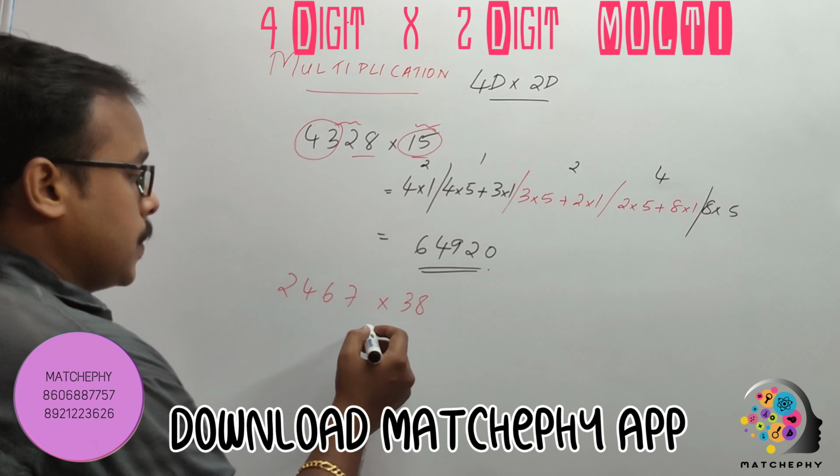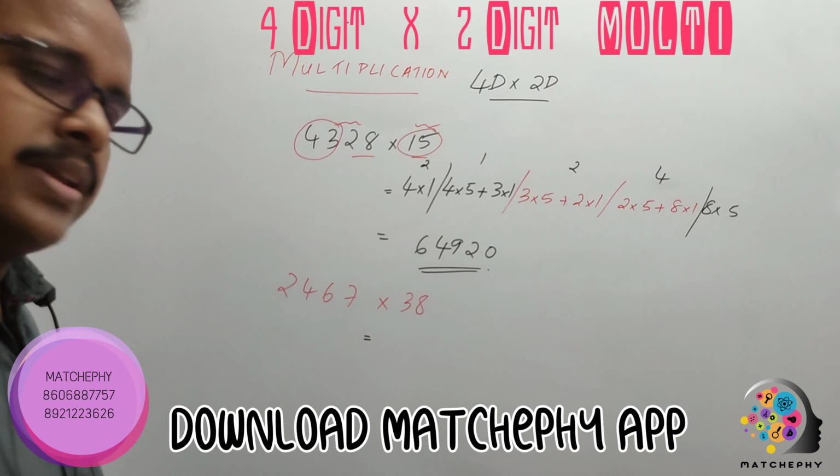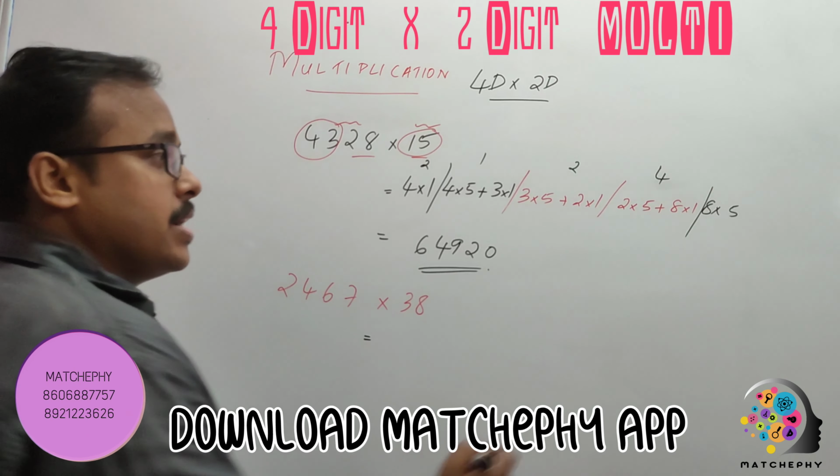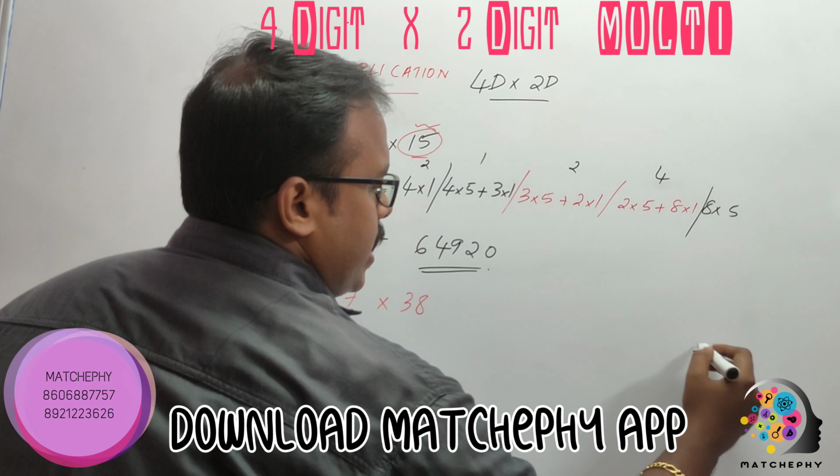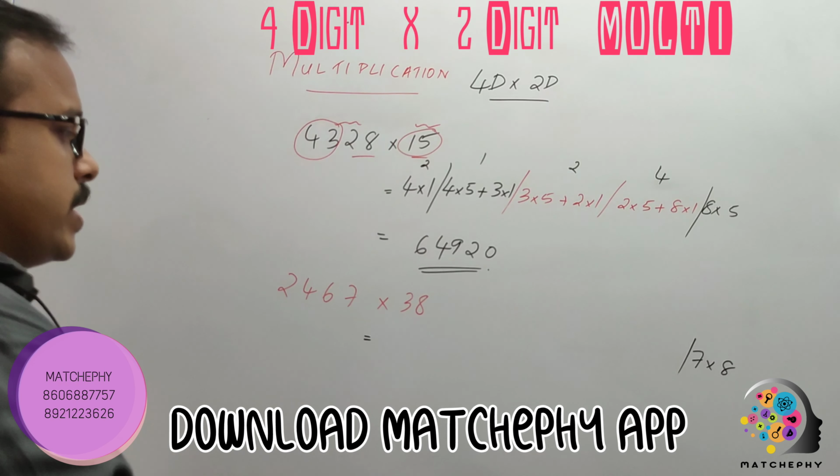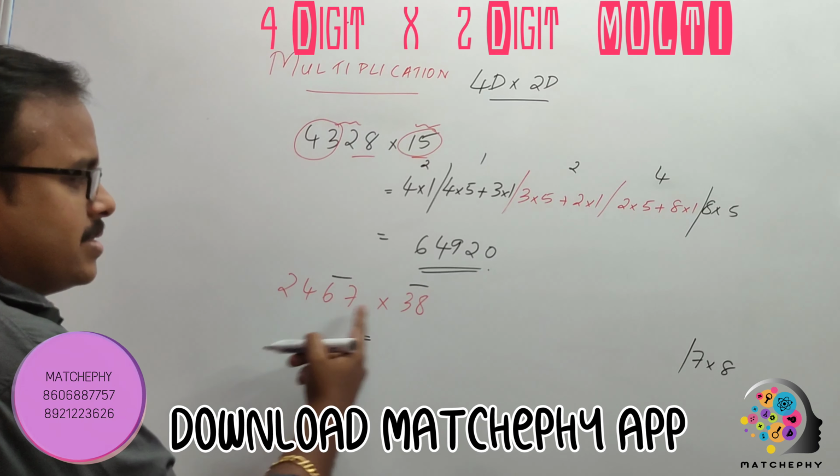Okay, fine. Again, we write the step. No issues. We write the step. What are we starting from? Unit place. What is that? 7 into 8. Okay. Tens place. That means the first pair. What is that? 67 into 38.